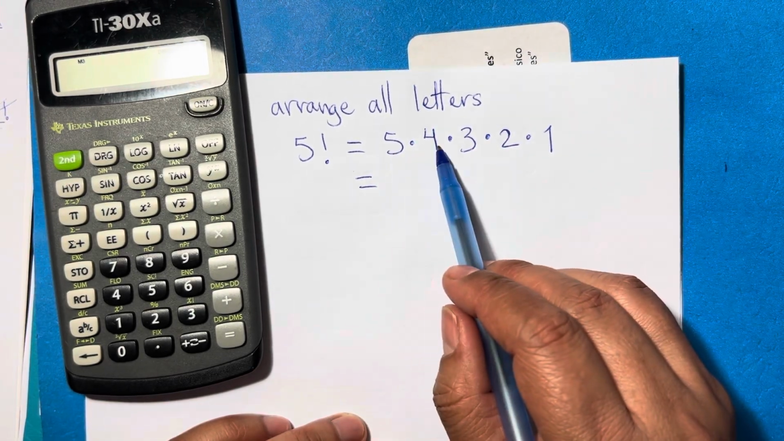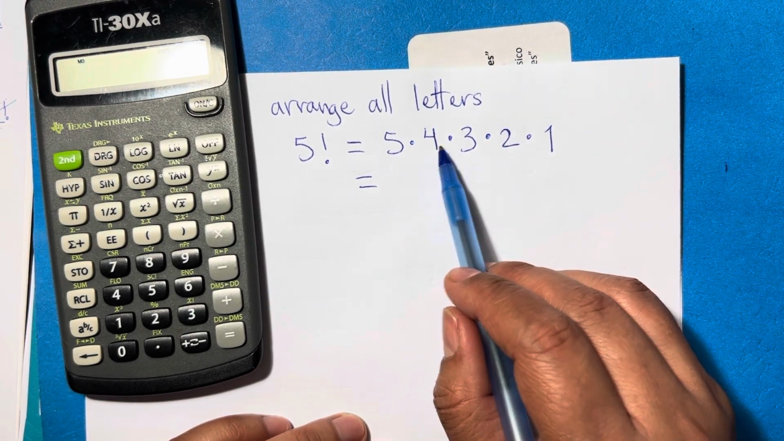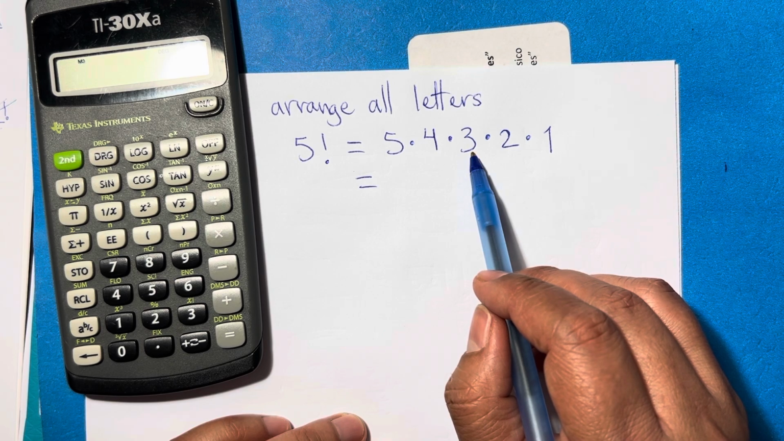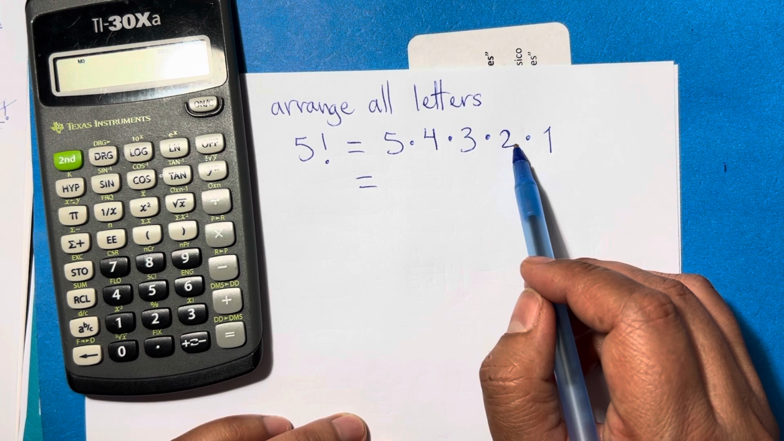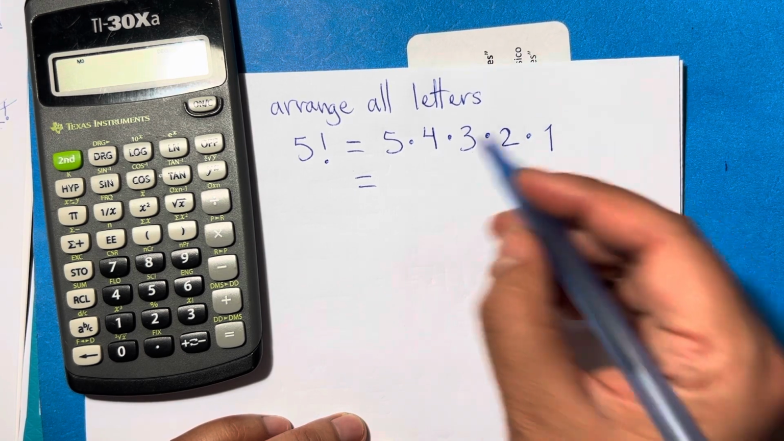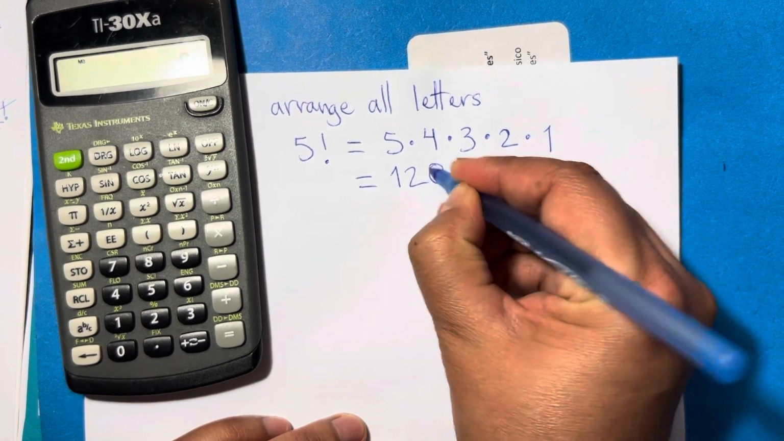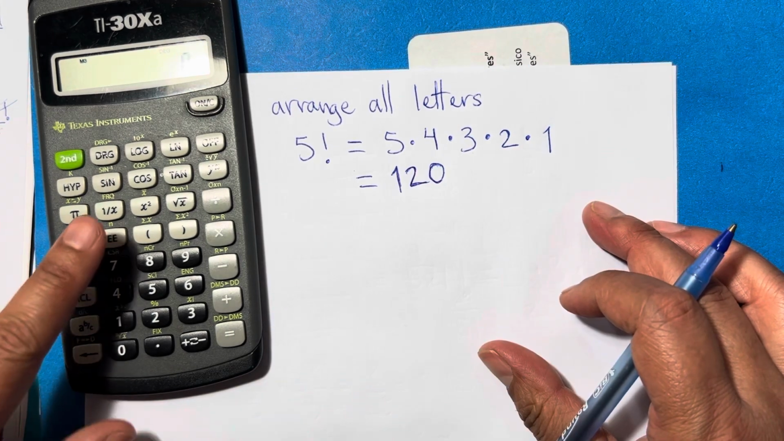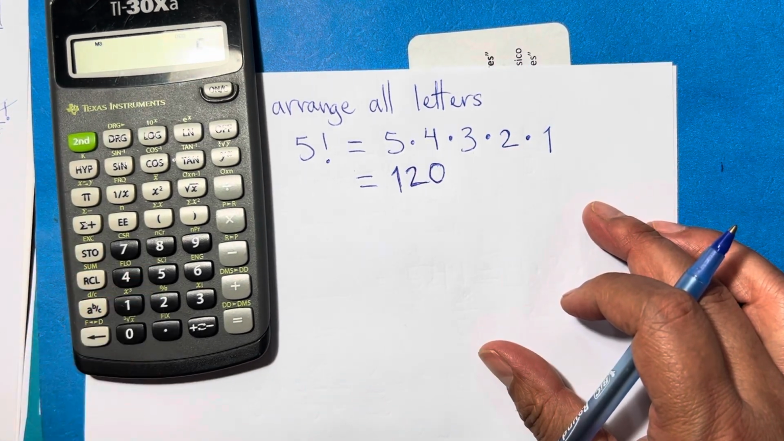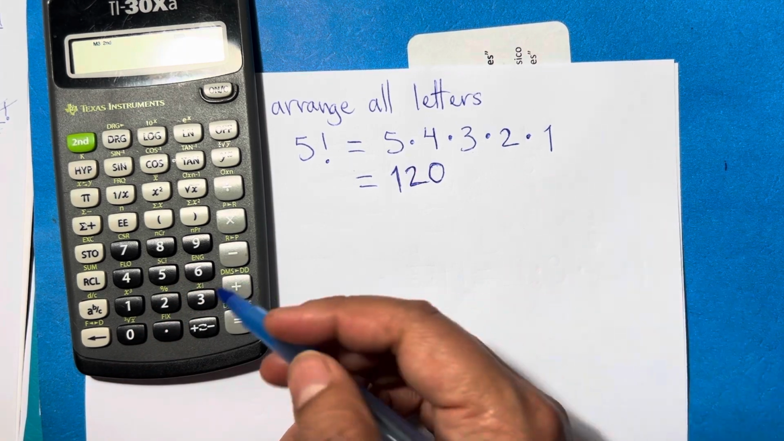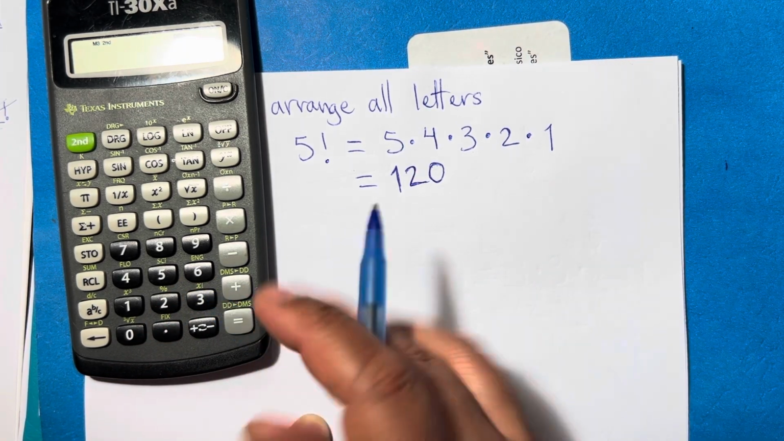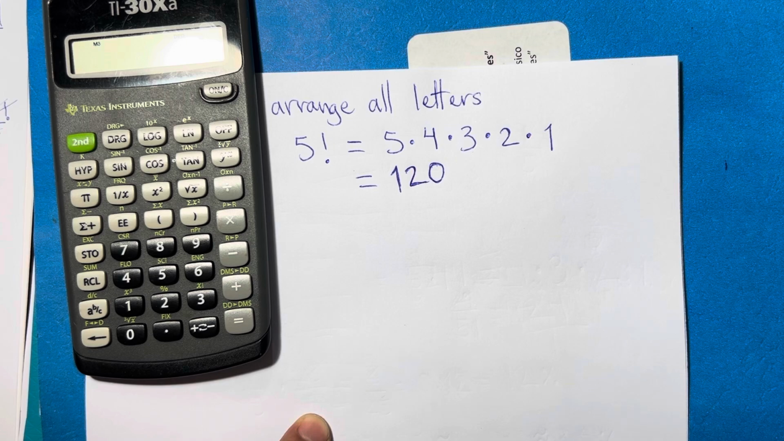5 times 4, that's 20. 20 times 3, 60. 60 times 2, 120. 120 times 1 is 120. In the calculator, it's going to be 5, second key, and then you will notice that it says x factorial in here. You press that, and that will give you the answer.